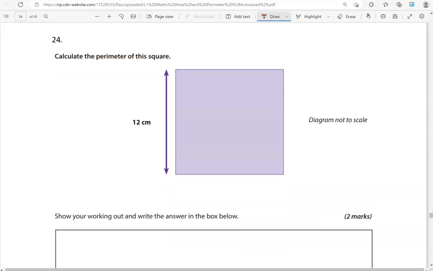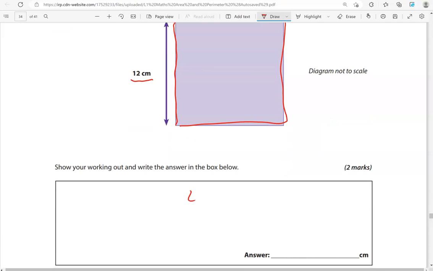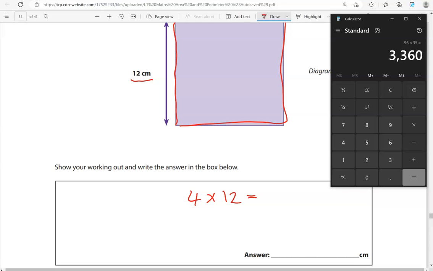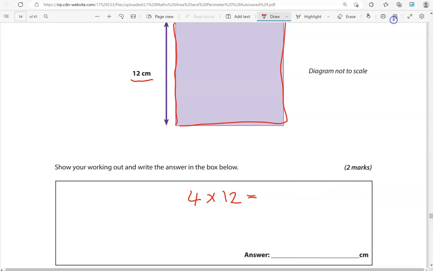Calculate the perimeter of this square. So it's a square and it has equal length, and we can see that each side length is equal to 12 centimeters. Now you can do 12 add 12 add 12 add 12, or you could just do 4 times 12, which is more straightforward. So 4 times 12 equals 48. So that's 48 centimeters.